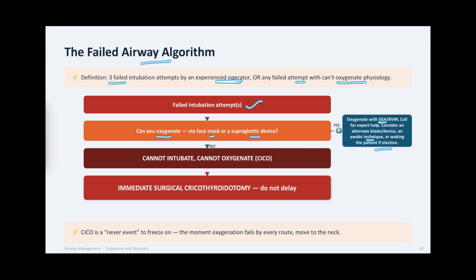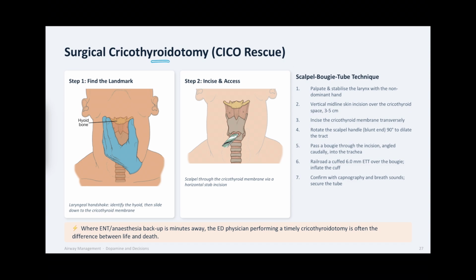On the other hand, if you cannot intubate and cannot oxygenate, then you will end up in a condition called cannot intubate, cannot oxygenate. Here, the only option you have is an immediate surgical cricothyrotomy. Please do not delay doing this surgical cricothyrotomy. Many clinicians are intimidated by surgical airway, but in reality, the procedure is straightforward if you have practiced it beforehand.